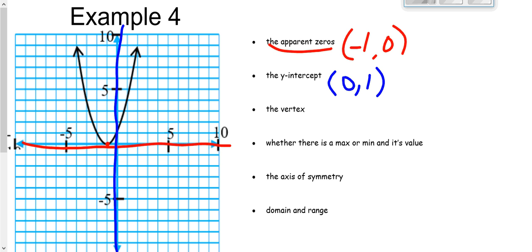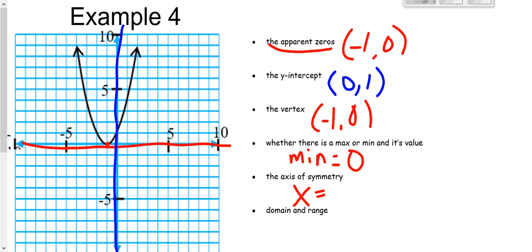Now, this is a unique situation where our vertex is actually the same as our zeros. Our vertex actually sits on the x-axis. So our vertex is actually the same as the x-intercept. It's -1, 0. Now, this is at the bottom, so this is actually a minimum, and the value is 0. Our axis of symmetry, remember, we'll always start with x equals. It is an equation. An axis has an equation. So this would be x equals -1.